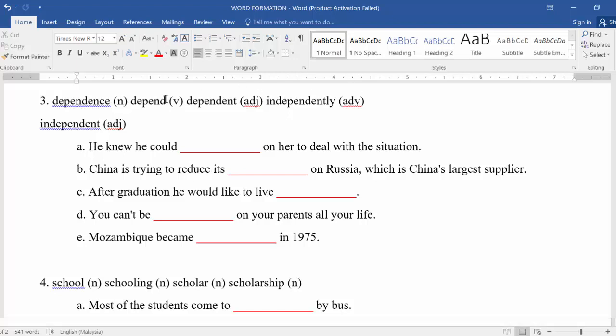Okay, that is adverb. Next one, independent, adjective. Okay, this is the opposite of dependent. Okay, dependent means you need to rely on someone, right?